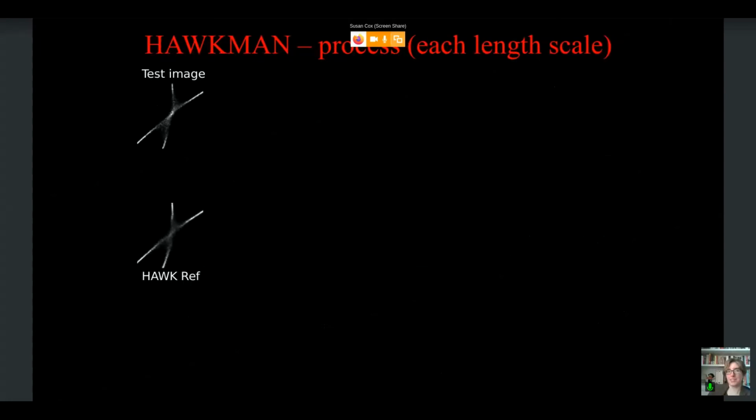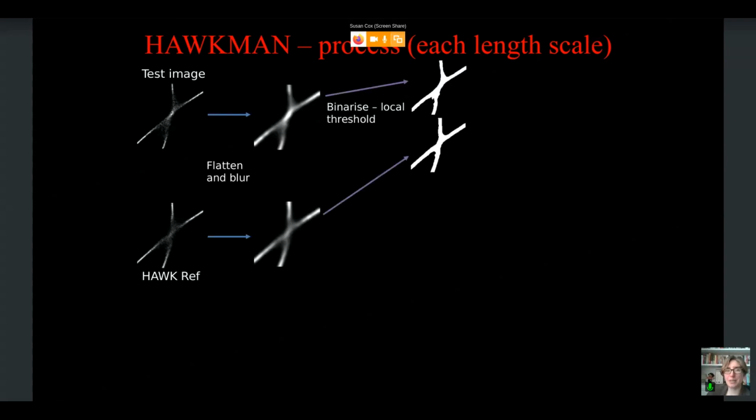And we've called this Hawkman. So it's really very simple. You just use Hawk as your reference image, which may seem too simple to even describe, but I'm going to describe it anyway because it was actually more complicated to develop than we thought, which is why it took us quite a few years. So you take your test image and your Hawk reference image, you flatten and blur them.